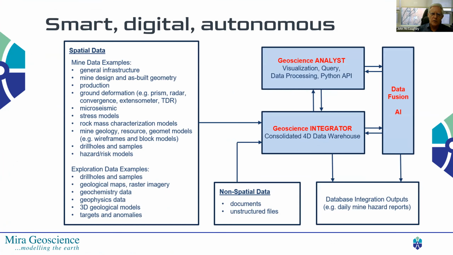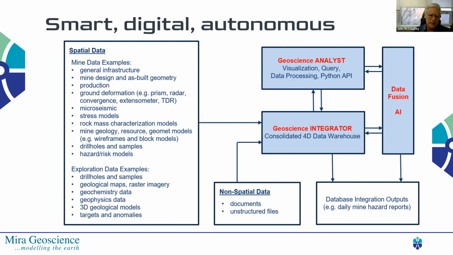The overall data flow is shown in the schematic. So here we have a list on the left of different types of spatial data. These are examples of mine data and exploration data that can all easily come into the system. The arrow in the center just shows the data coming in to Geoscience Integrator, the consolidated 4D data warehouse. You can have non-spatial data come in as well, documents, other kinds of unstructured files, that can all be linked within the system. So that's great.